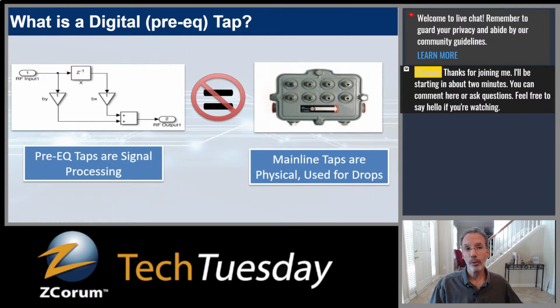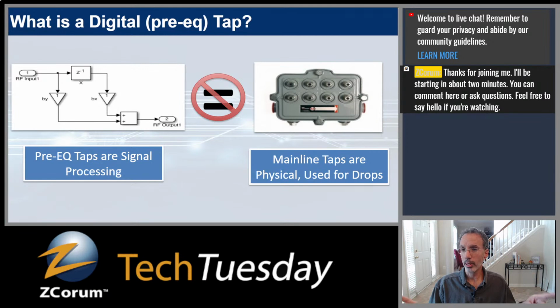Before I go any further here, I also wanted to talk about what a digital tap is, because I'm going to be talking about taps, and I don't want anybody to be confused about that if you're new to PNM. So in PNM, there's something called a pre-EQ tap or a digital tap, and that is not what most people think of when they think of a tap in a cable plant, which would be a mainline tap. That's the tap connecting your drops to various different customers. So they're not the same. Pre-EQ taps are signal processing. They're little slices of the spectrum, whereas a mainline tap is a passive piece of hardware that you put out there in your cable plant.